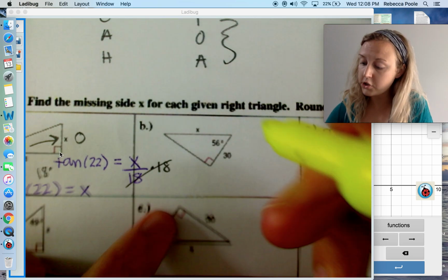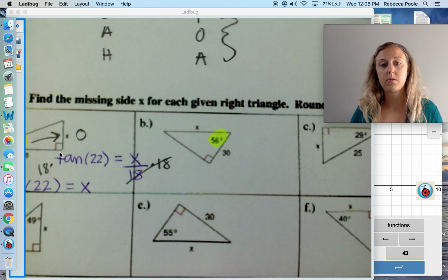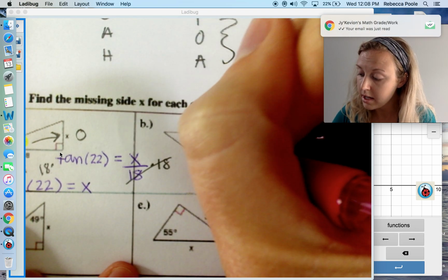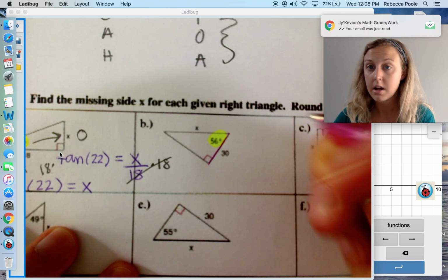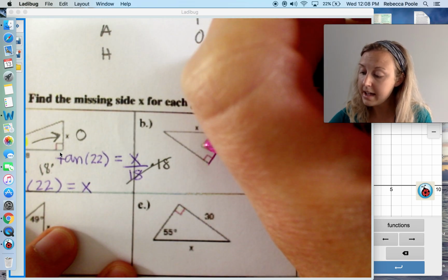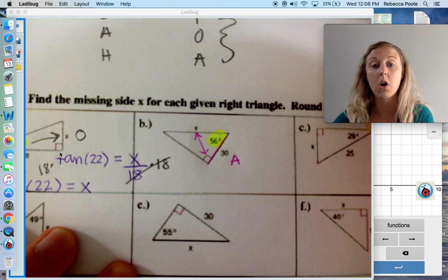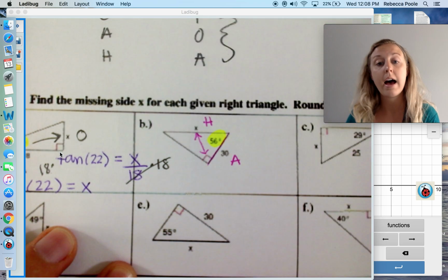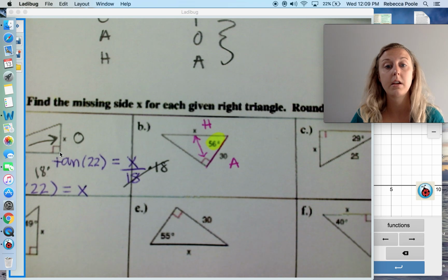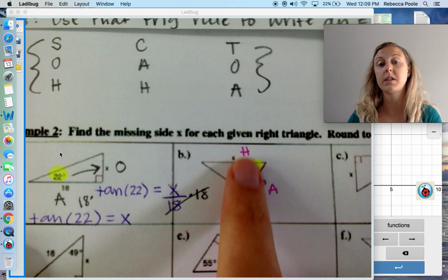First step, find your given angle. So I was given 56. Okay? Well, the first thing I notice is that this 30 is touching the 56. So that's my adjacent side. And then X, if you guys look at it, is across from the right angle. So that means it's the longest side. So this must be the hypotenuse. All right? Based on this 56. So we were given the adjacent side and the hypotenuse. This is all step one.